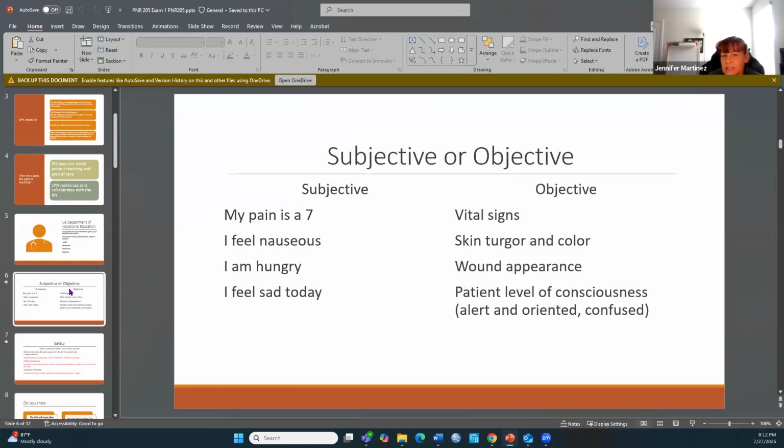Who else can provide subjective information other than the patients? Family, right? Sometimes a family member, think of a child. When we're working with kids, the parents may give us some additional information. Caregivers may give us additional information, especially if there are any specific changes from baseline. They'll be able to provide us that information.